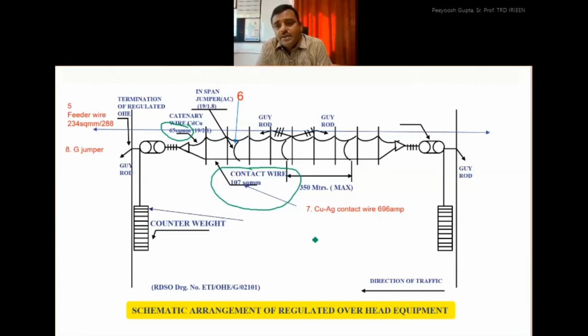ऑल्दो while running the current reduces, लेकिन एक ही ट्रेन हमारी 450 एम्पियर करंट ले रही है ओवरहेड इक्विपमेंट से. और जो हम कहते हैं कैपेसिटी 600 एम्पियर, बेसिकली पुट टुगेदर कैटेनरी एंड कॉन्टैक्ट, इट इज 600. एंड इंडिविजुअली देखें, कॉन्टैक्ट वायर इज डिजाइन ओनली फॉर 400 एम्पियर बिकॉज 107 स्क्वायर mm उसकी कॉन्टैक्ट वायर का डायमीटर है.